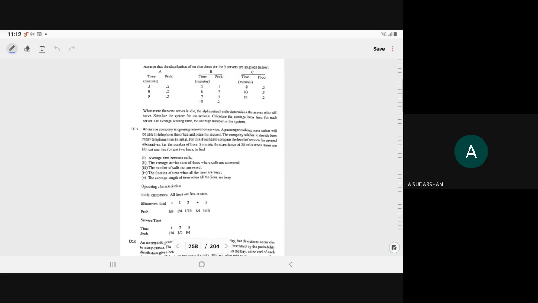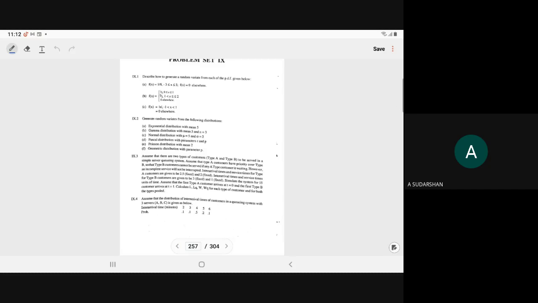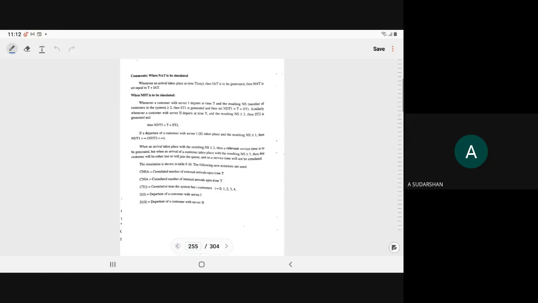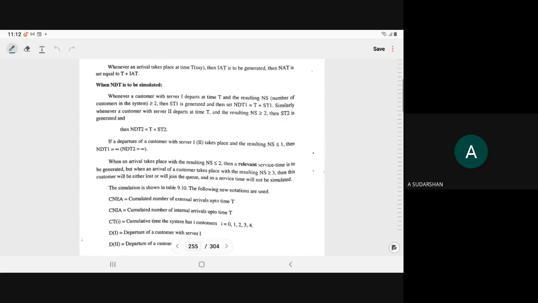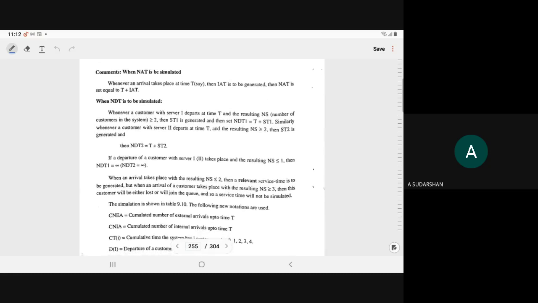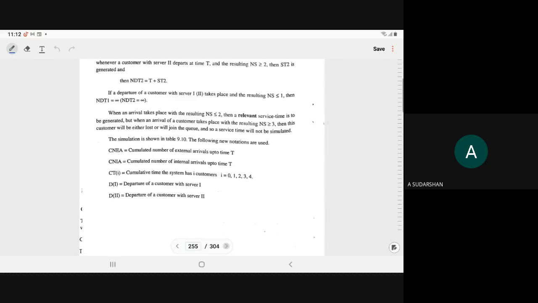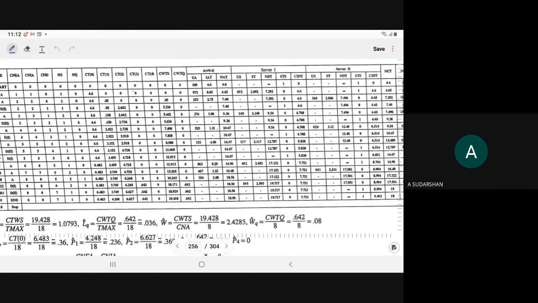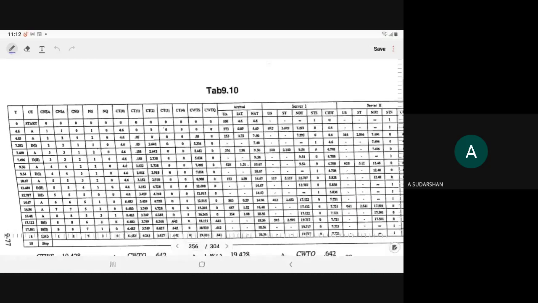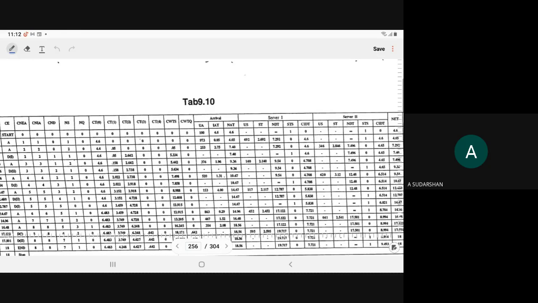We have taken this question from this book only, 9.8. Now, instead of a single server, if we have two servers, you have to do it in the same fashion. This is table 9.10. Instead of one server, you now consider two servers. Here is the random number for the first server, then its service time, then NDT. Then the random number for the second server, then ST, then NDT.